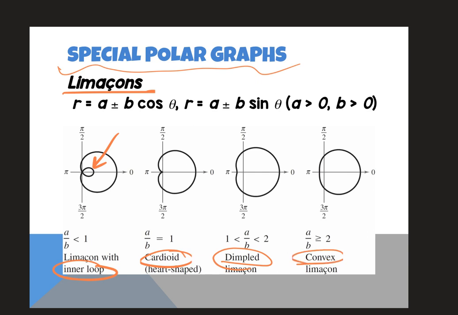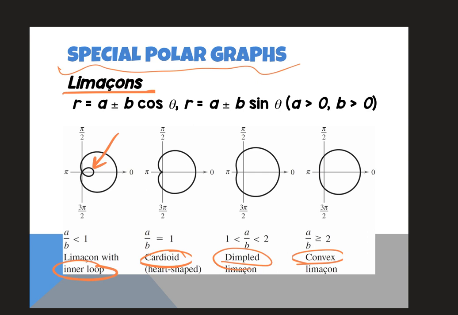And the last one is called a convex limaçon, and it's like somebody threw a ball up against a wall and it got smashed and the side stays flat, okay? And again, these shapes can have their little sides occur on the left side or the right side, or they can be at the top or the bottom. And that depends on if it's sine or cosine.